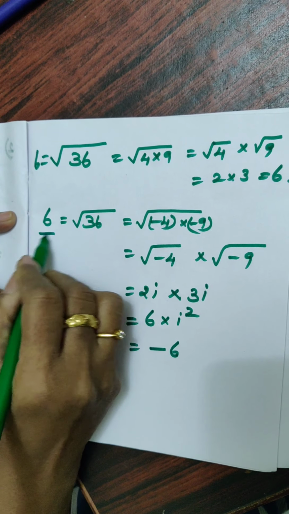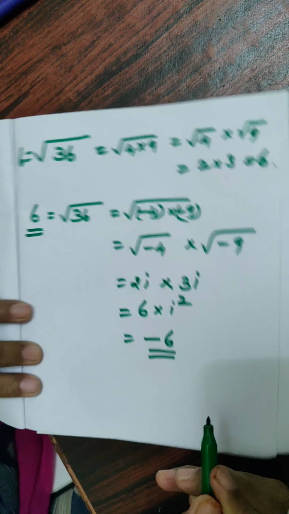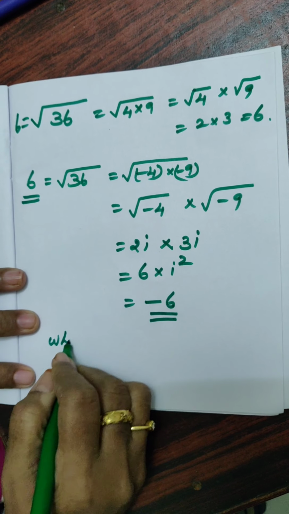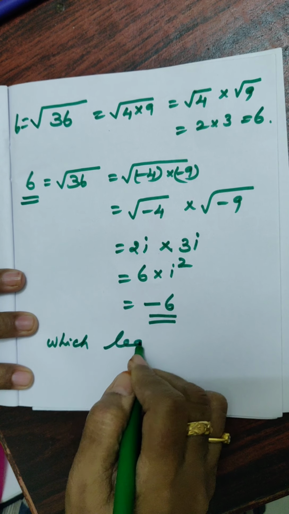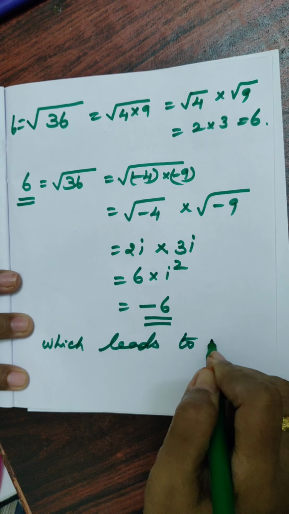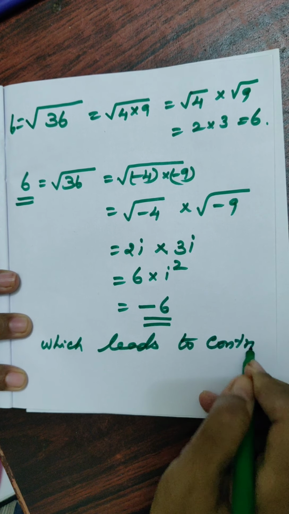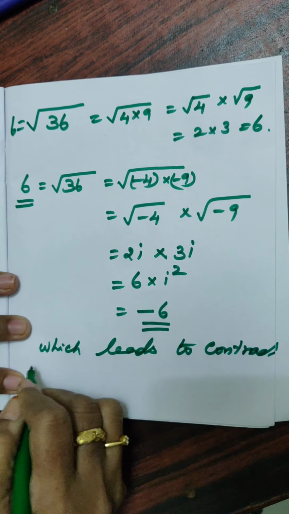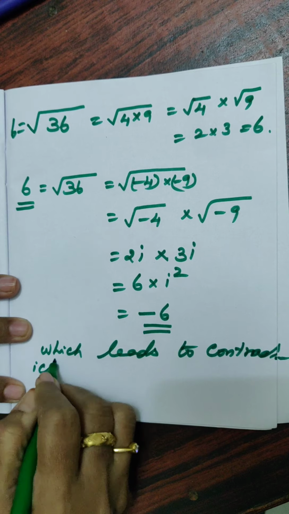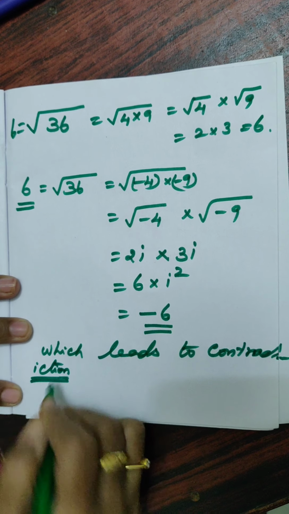See here, the answer is 6. We are getting the answer as minus 6. So which leads to a contradiction. So we have to generalize the result now. Now I am going to generalize the result. What is the result?